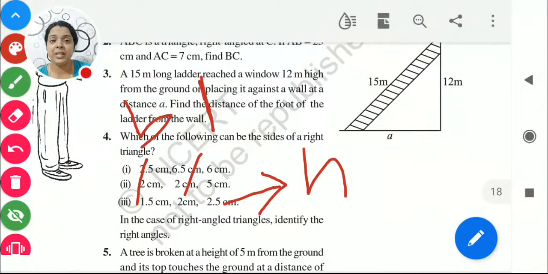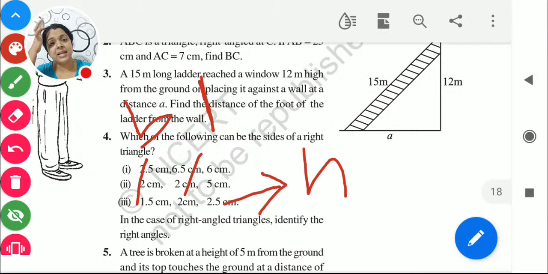Just try to solve it and please let me know. I'm waiting for your answer. Please let me know exactly if it is the answer or not. Is it a right triangle or not? Please let me know. I'm waiting for your answer. Okay? I'm just waiting for your answer, what you people get.